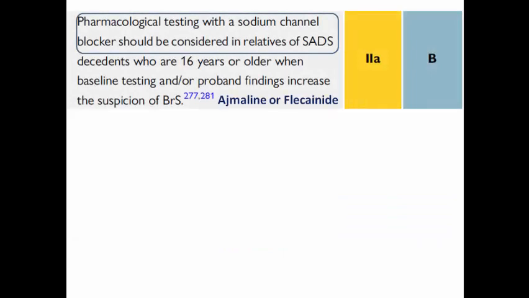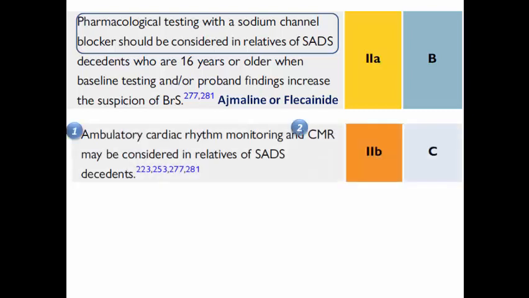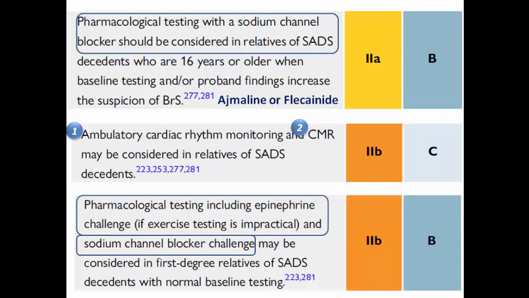Pharmacological testing using a sodium channel blocker like ajmaline or flecainide is recommended in family members who are 16 years or older if the baseline testing or the proband findings suggest Brugada syndrome. Ambulatory ECG monitoring and cardiac MRI may be considered, and pharmacological testing including epinephrine challenge or sodium channel blocker challenge may be considered in the first-degree relatives even if all the testing was normal.